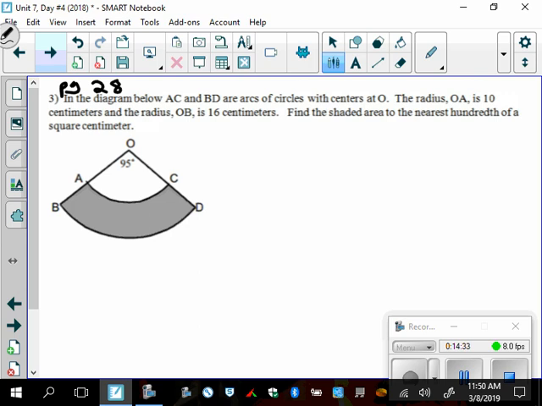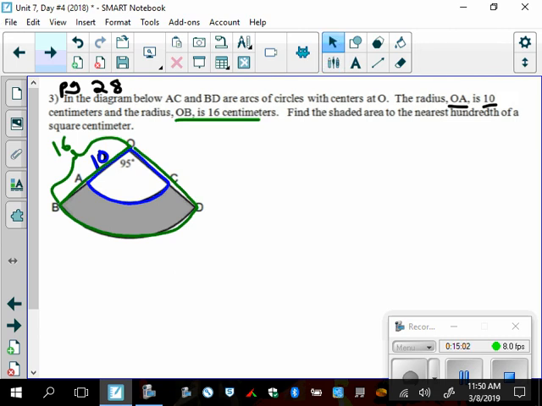They tell me OA or AO is 10. That 10 would help me figure out the area of this sector or the portion of that arc. Okay, they tell me that OB is 16. So O to B is 16. And that helps me with that portion of a circle to find the area or the arc length. So this one wants the shaded area.